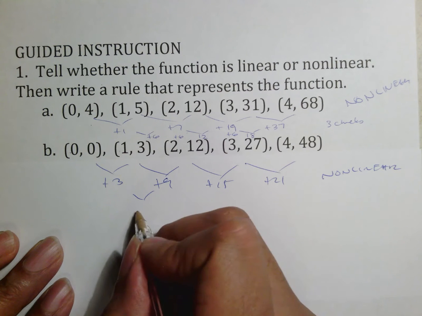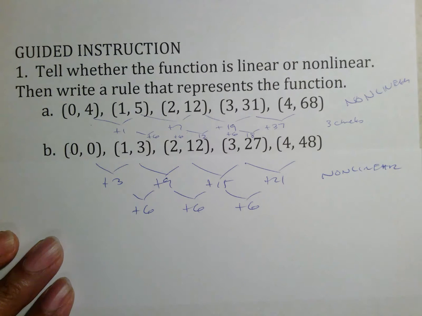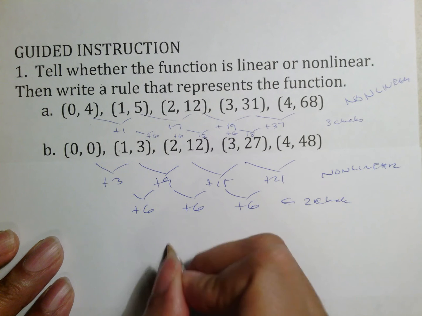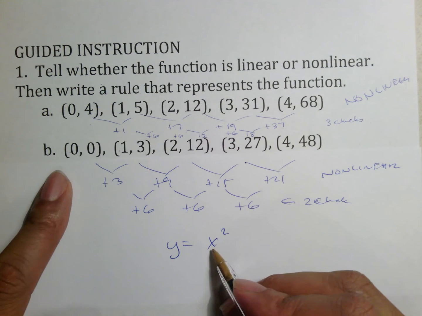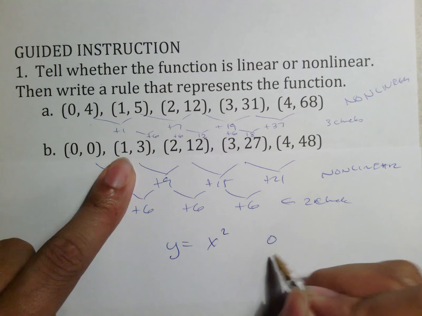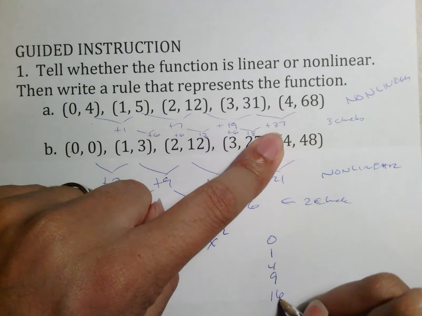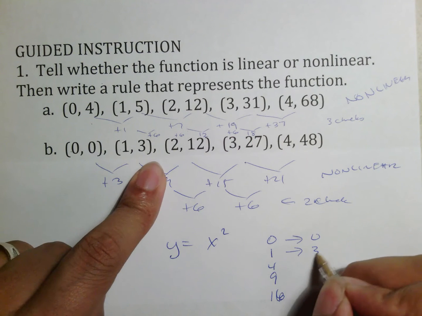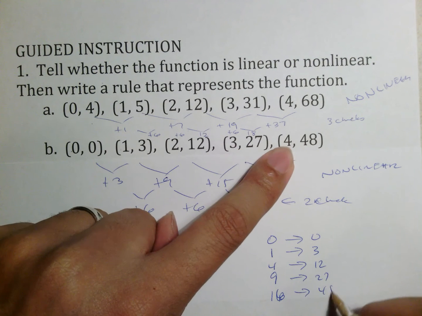Checking this part though for your second part is plus 6, plus 6, plus 6. The fact that the second check works means that we are basing it off of y equals x squared. To do y equals x squared, that means take the number times itself. So we get our base off of 0 times 0, 1 times 1, 2 times 2, 3 times 3, 4 times 4. And then we write the actual numbers here: 0, 3, 12, 27, 48.